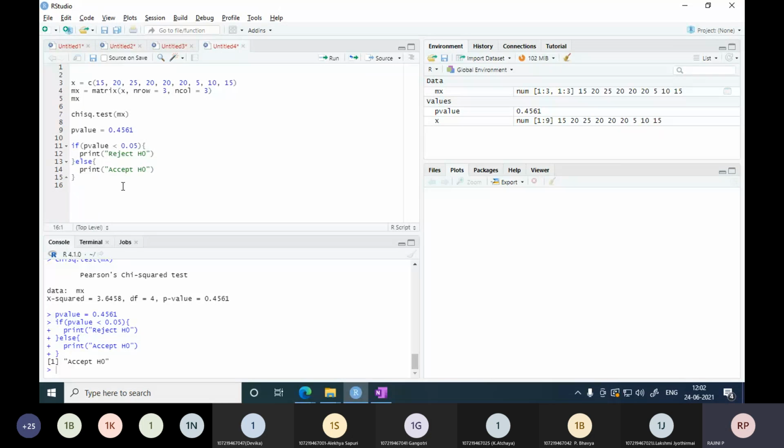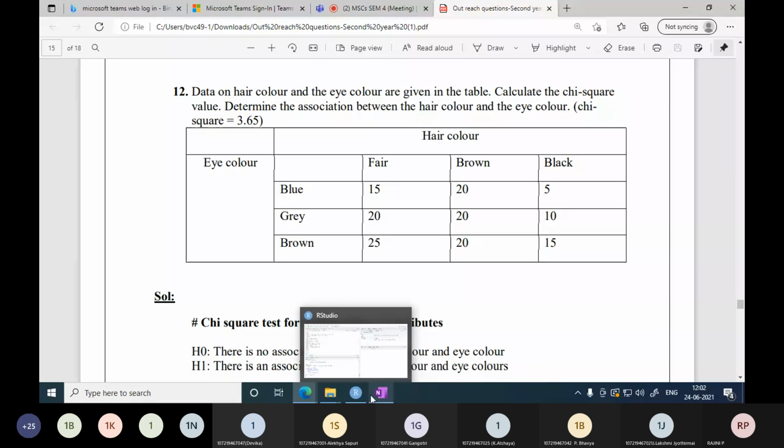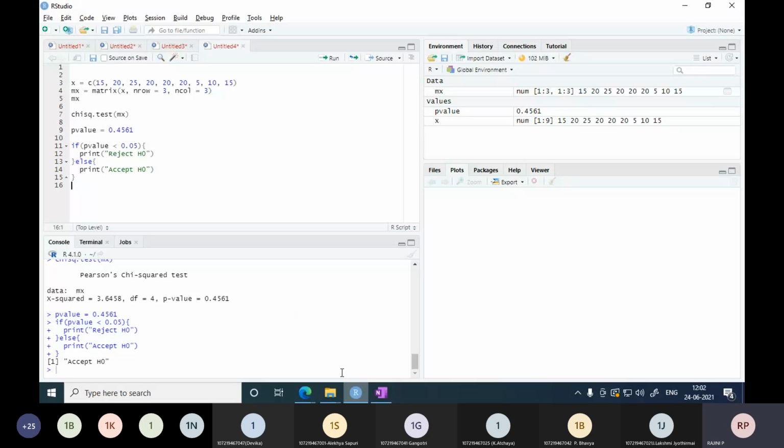Yeah. So this is the way. First, what is the point you need to remember in independence of attributes? Whatever data has been given to you, first enter the data in a column, in vector form, and then convert that data into matrix form. And then apply the chi-square test. Is it clear? Yes, ma'am.